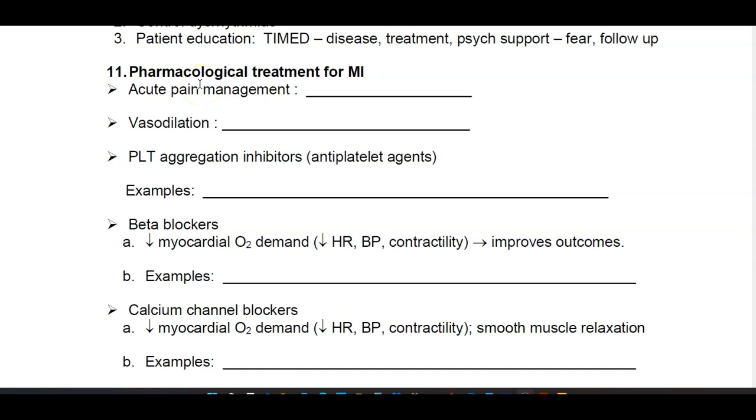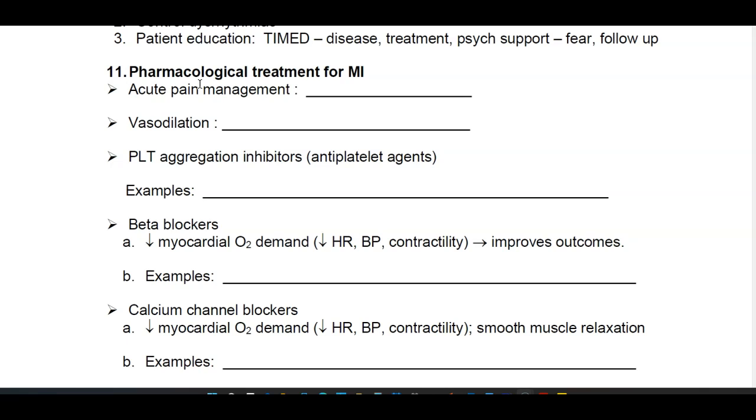All right, so how do we treat MI? So pharmacologically, we treat MI by treating the acute pain. So acute pain management, we use morphine. We also use vasodilators. Primarily, we use nitrates, nitroglycerin. Then we also have platelet aggregation inhibitors. Examples of platelet aggregation inhibitors are aspirin and clopidogrel.